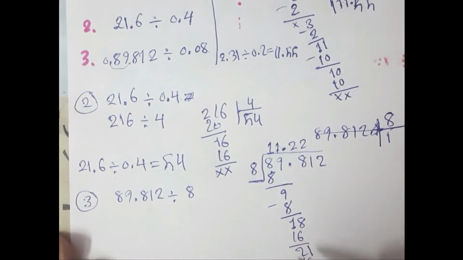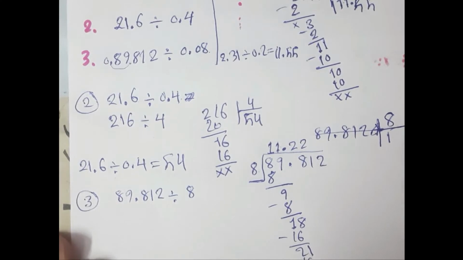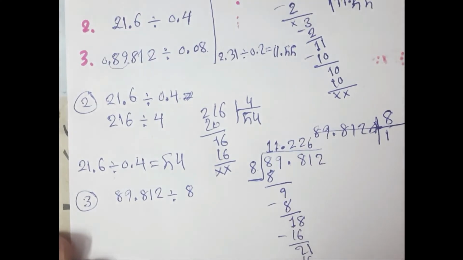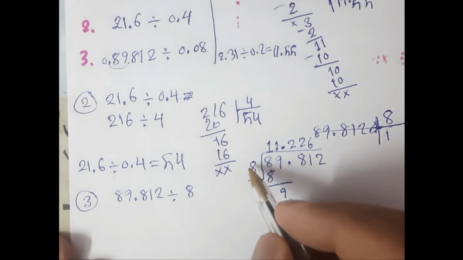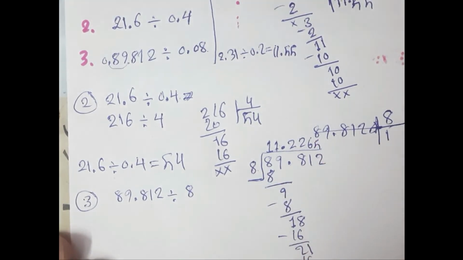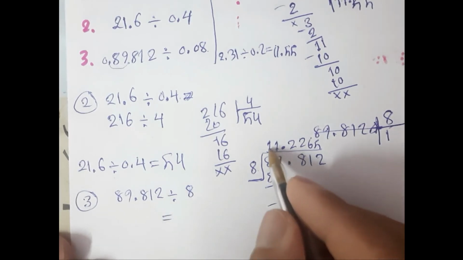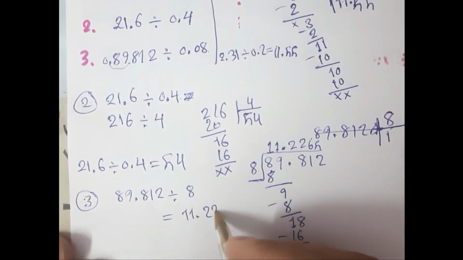Again 16. It will become 11 minus 6, 5. We bring 2. 52 divided by 8, 6 times. 6 times 8, it will become 48. From here 12 minus 8, 4. We put 0. 40 divided by 8, 5 times. 5 multiplied by 8, 40. There is no remainder, so the answer is 1.2265.